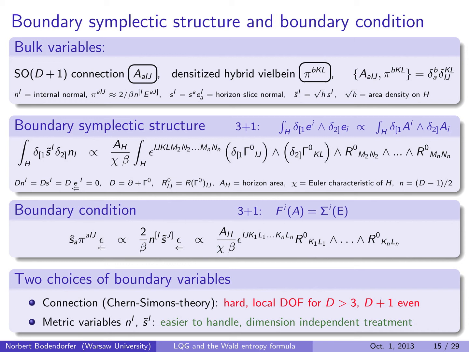And also we are restricted to d+1 even space-time dimensions, because essentially for all those wedge products you always get 2 more dimensions, so you can, for example, go into 5 dimensions. However, the metric variables n and s twiddle are easier to handle, especially their symplectic structure is easier, and they allow for dimension-independent treatment, as I want to show you in the next part of the talk.